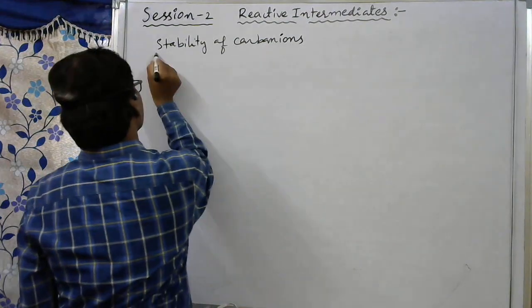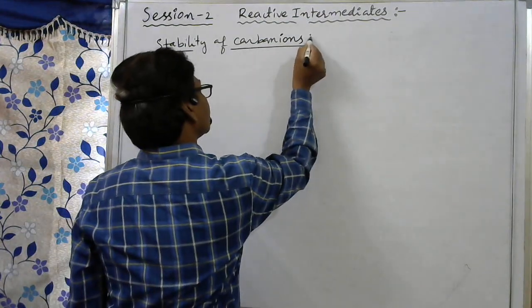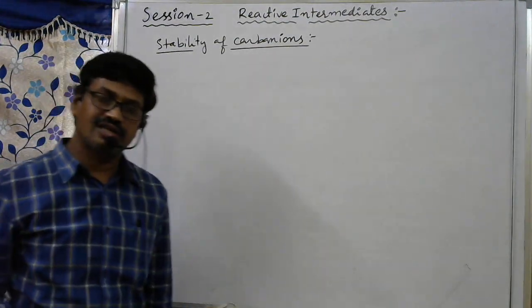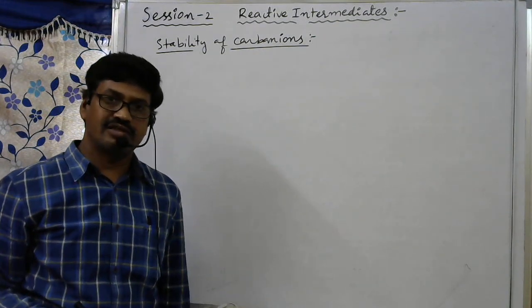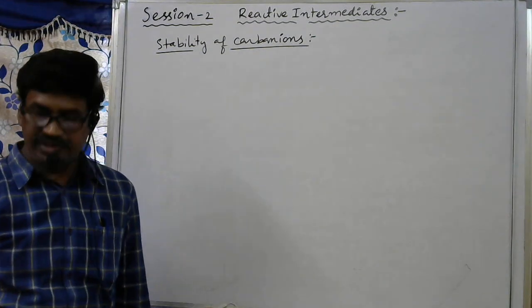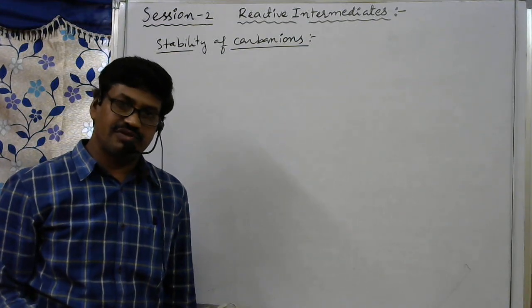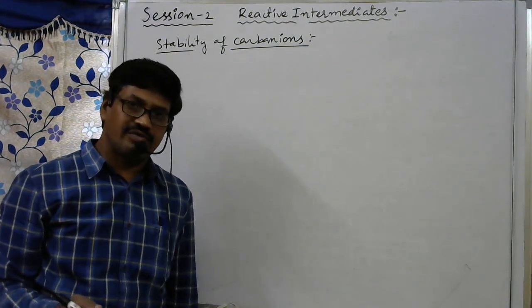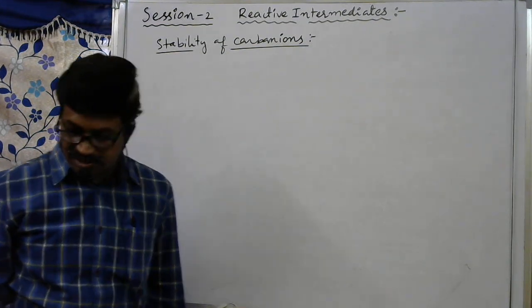We have different carbanions: primary carbanion, secondary carbanion, tertiary carbanion, and methyl carbanion. So first, simple alkyl carbanions and their stabilities we'll discuss.